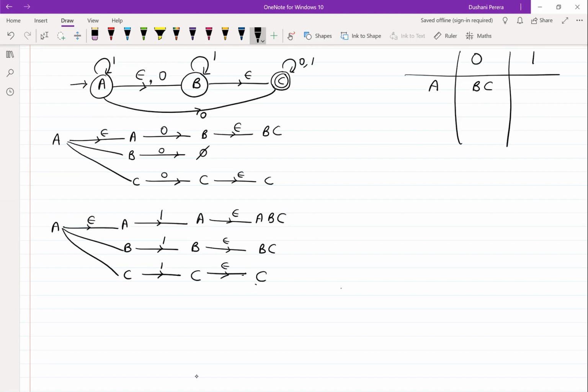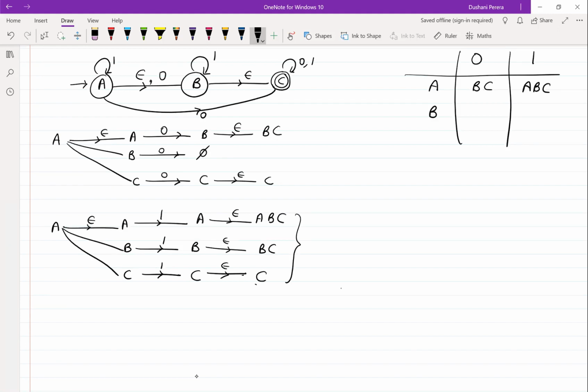I hope you understand how to get this epsilon closure. Epsilon closure means the states you can reach without any input symbol, including the state itself. Okay, right. So here the union of all these answers is ABC.